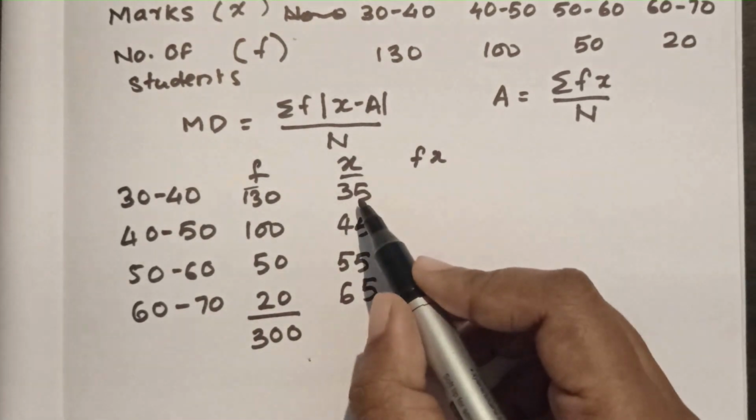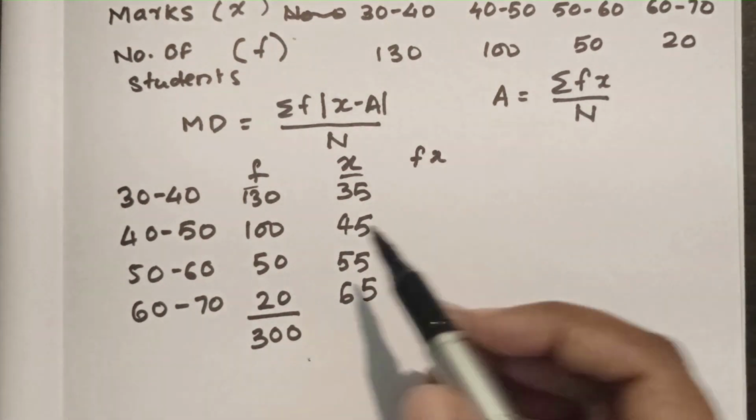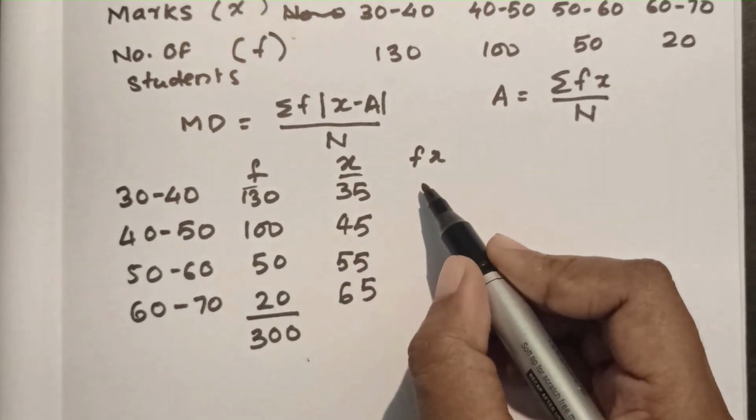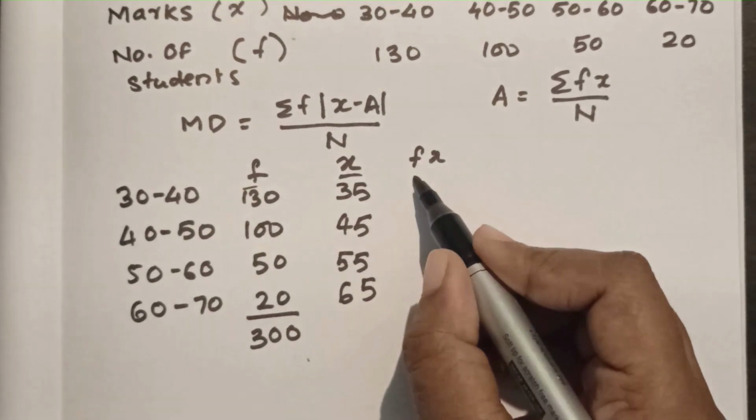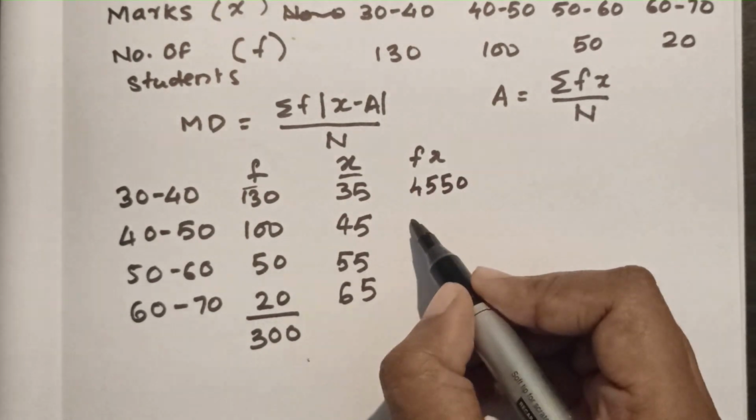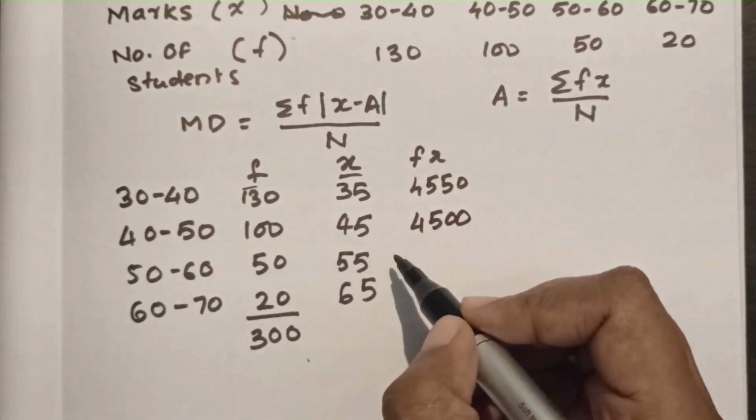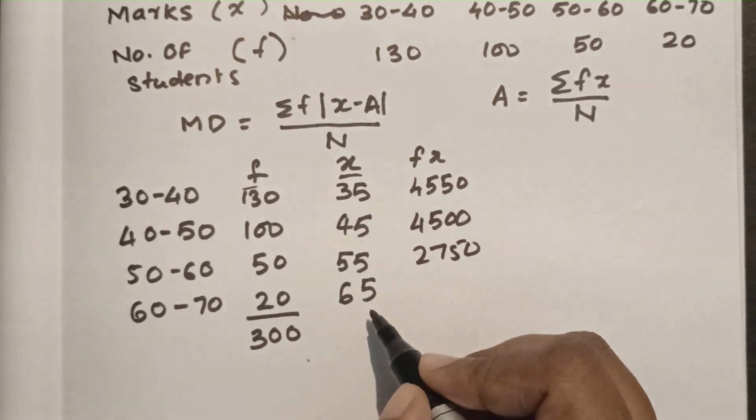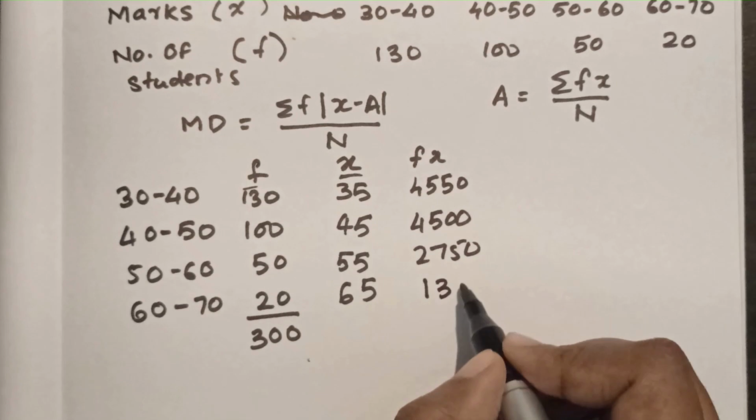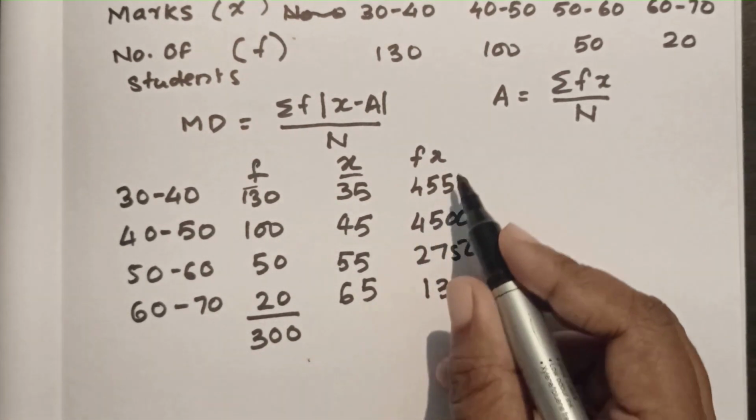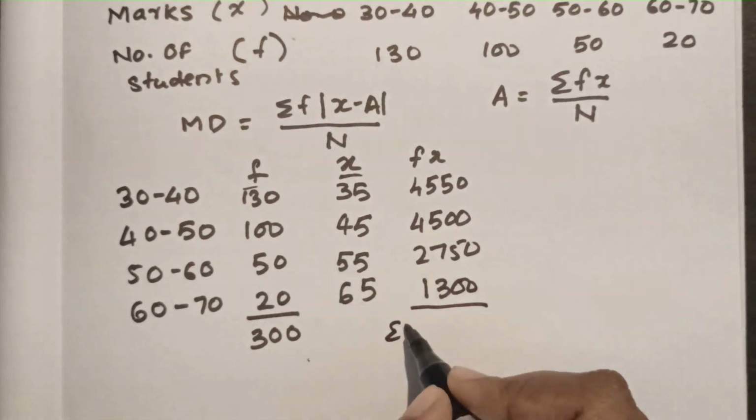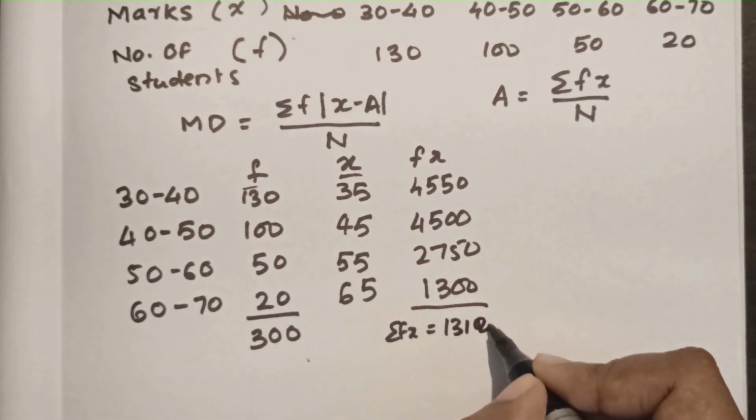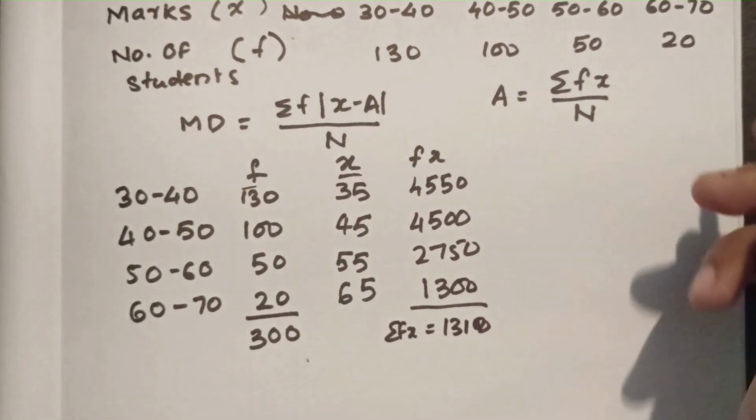Now I'm going to multiply f into x, so that we can get the value of a. fx is 130 into 35, which is 4,550. Then 100 into 45 is 4,500. 50 into 55 is 2,750. And 20 into 65 is 1,300. Now if we find the total, summation of fx is 13,100. So we just have to simply substitute in the formula.